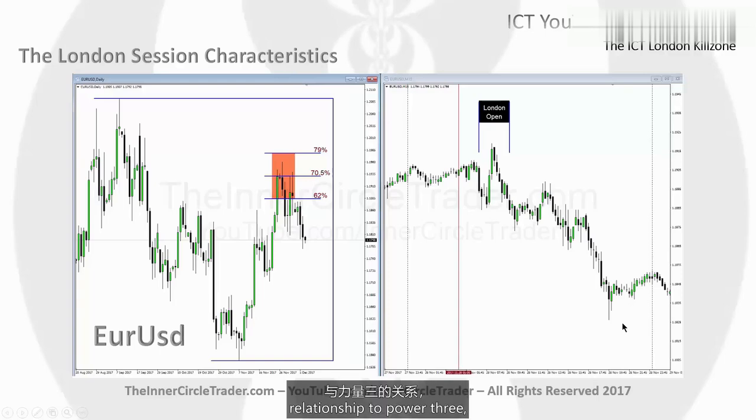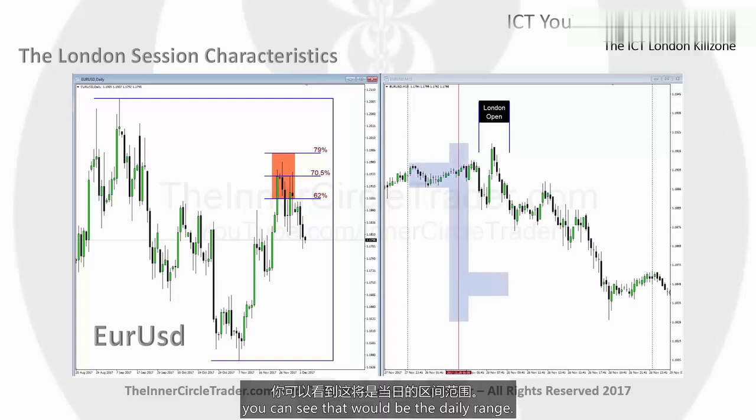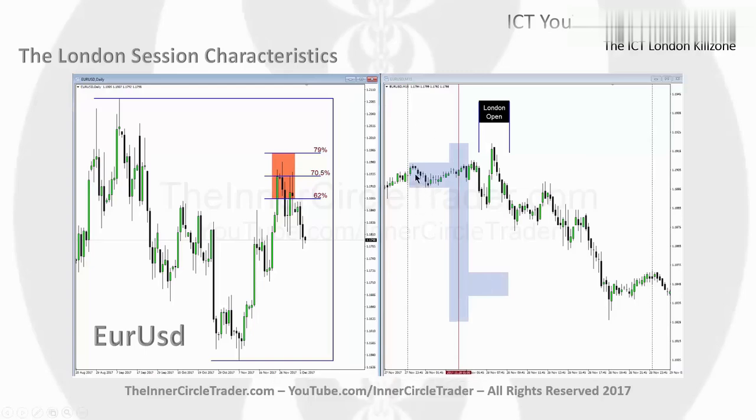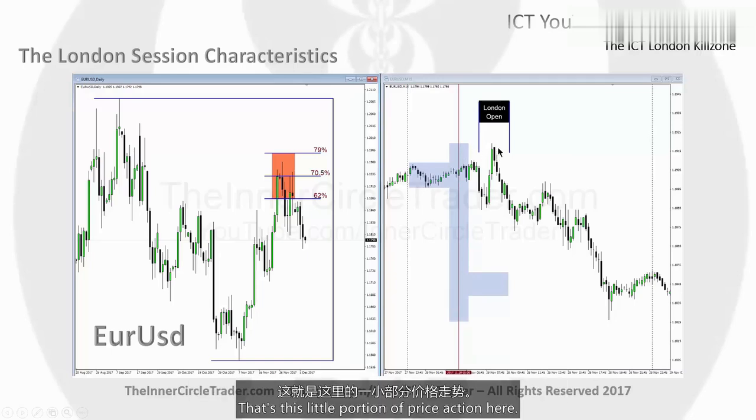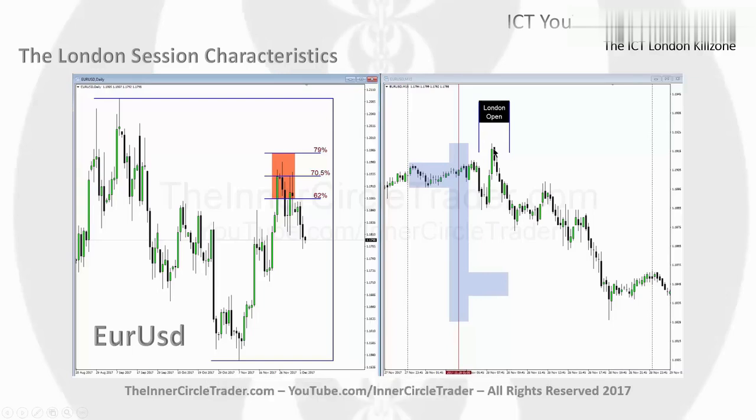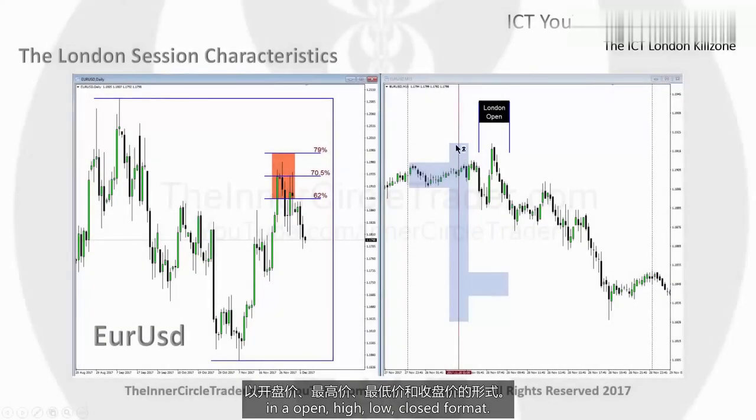So in relationship to power 3, if we're looking at this price action here, you can see that would be the daily range. So we can see that the opening, it's a very limited upside movement above the opening. That's this little portion of price action here. It creates the high of the day during the London open kill zone between 2 o'clock and 5 o'clock in the morning. Dynamic imbalance or range expansion for the daily candle or bar, creating the low of the day right here. Then we come off the low, trading near the low of the day and closing right here. So this is this whole candle right here. This is what it looks like in an open, high, low, close format.